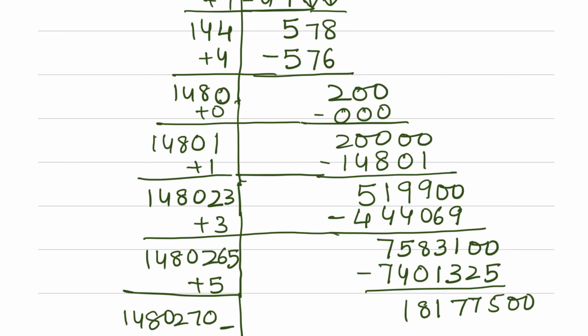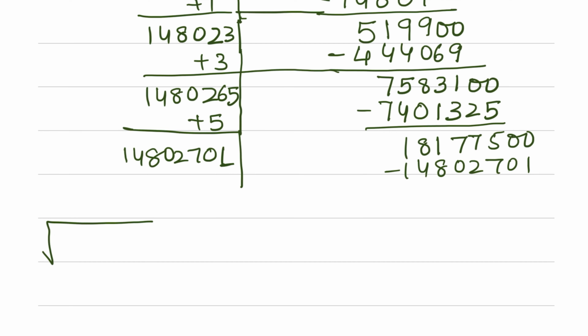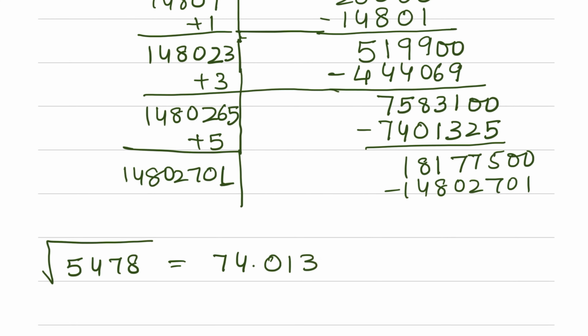So I think next time it will be one time. So that would be 1480270. It seems that it is a non-terminating decimal, so it will keep on going, but we can find out up to these. Now I can say that square root of 5478 is equal to 74.01351 and it will keep on going.